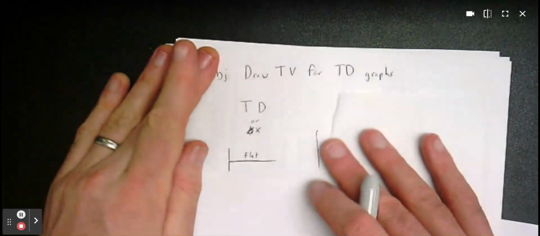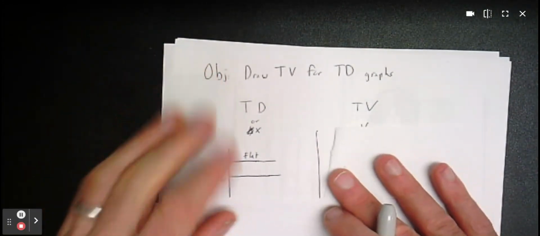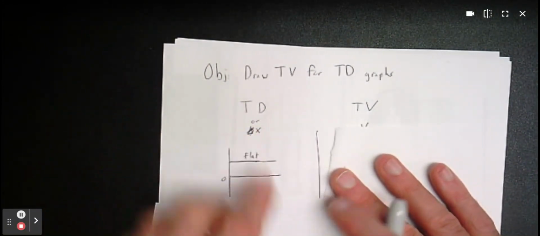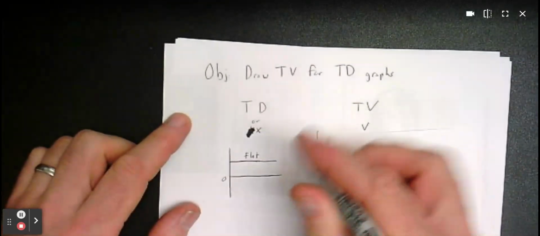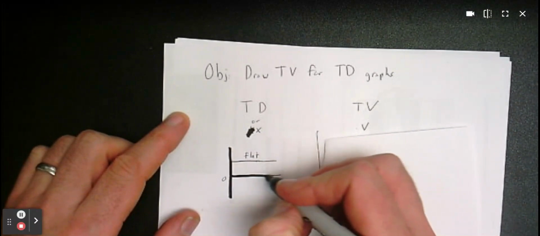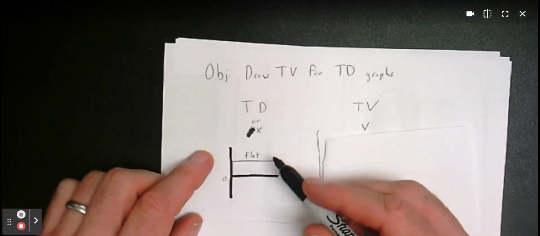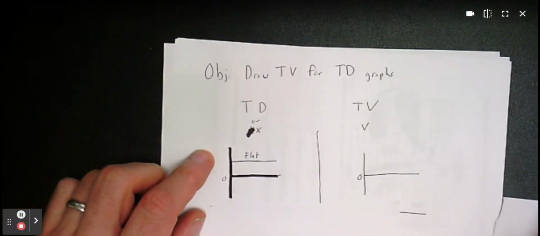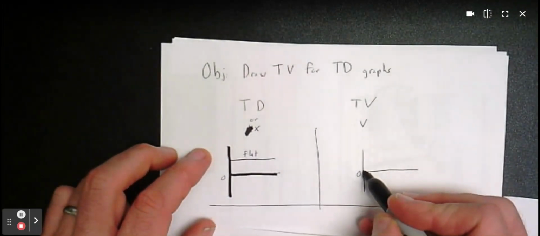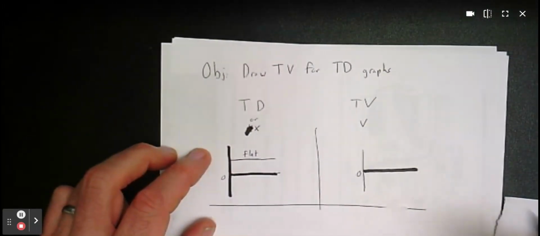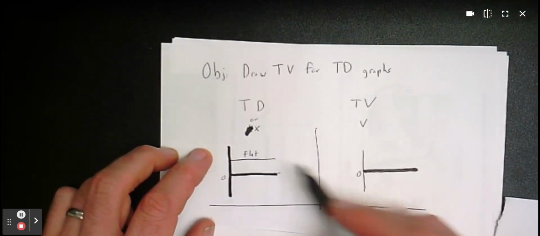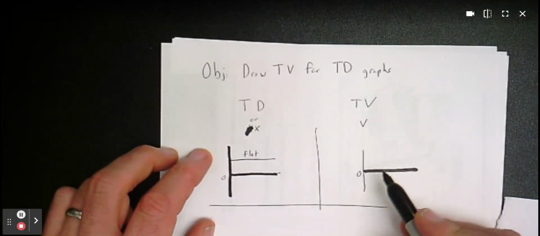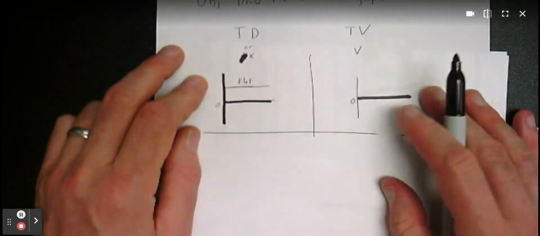The time distance graph, or displacement graph, where it's a flat line. All right. Here's my flat line. So what would my time velocity graph look like? That's going to be like that. Okay? Because a flat line on a displacement graph means no motion. So my velocity graph will be at 0.